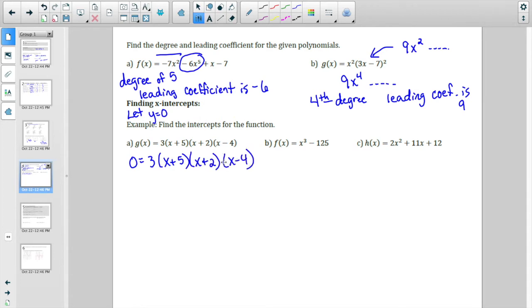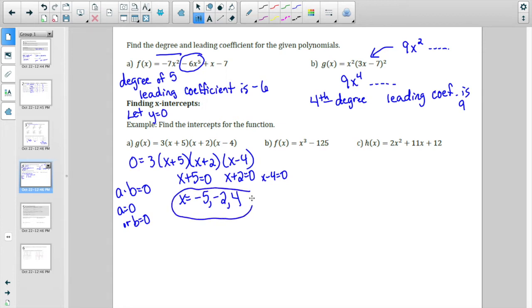Because it's already factored, we could make use of the zero product property, which says that A times B equals 0 means A equals 0 or B equals 0. So we have x plus 5 equals 0, or x plus 2 equals 0, or x minus 4 equals 0. So we get x equals -5, -2, and 4, and those would be our x-intercepts.